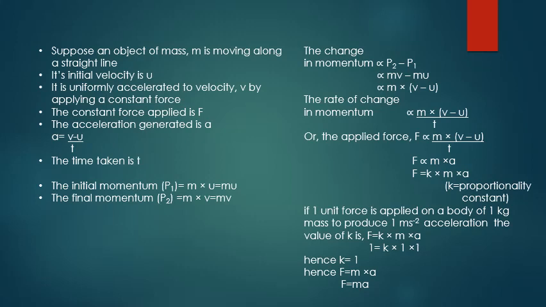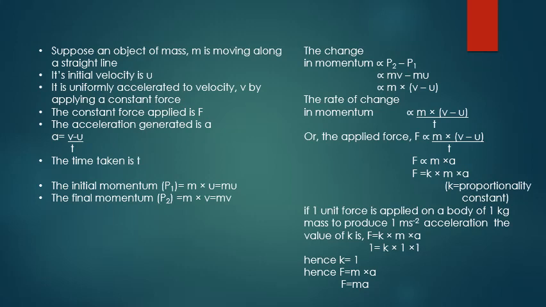To replace this proportional sign with an equals sign, we have to take a proportionality constant, and the constant that we will take is k. So after taking this proportionality constant, the equation becomes F equals k into m into a.